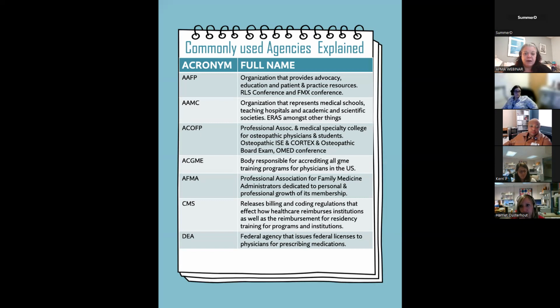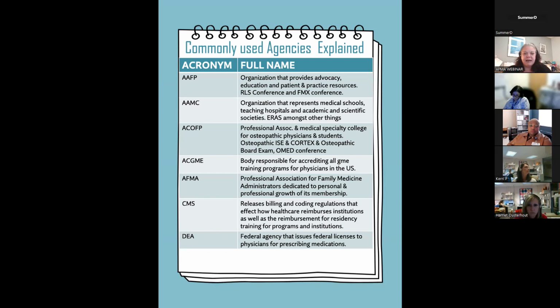CMS releases billing and coding regulations that affect how healthcare reimburses institutions, as well as the reimbursement for residency training for programs and institutions. So CMS is who reimburses us for our IRIS reports when we run our IRIS reports annually, for FTEs, for IME, for DME. This is who reimburses our hospitals for the training of our residents, as well as our departments, our faculty that train. Your pay also comes most likely from the reimbursement CMS does for our residency programs.